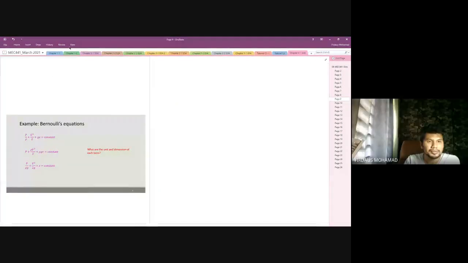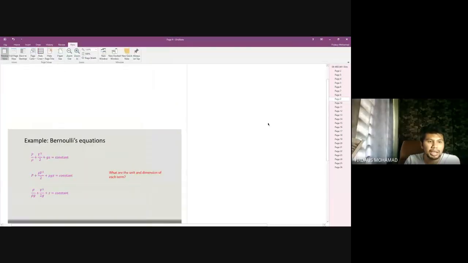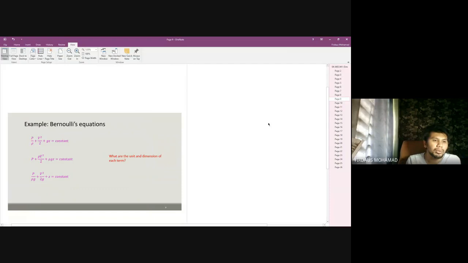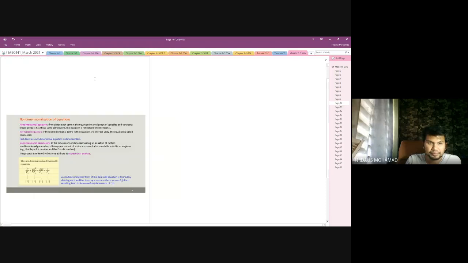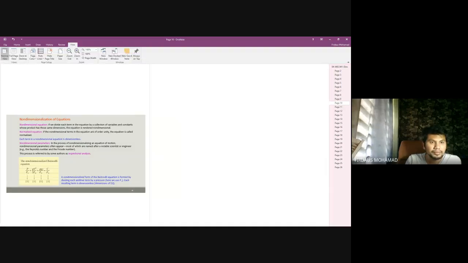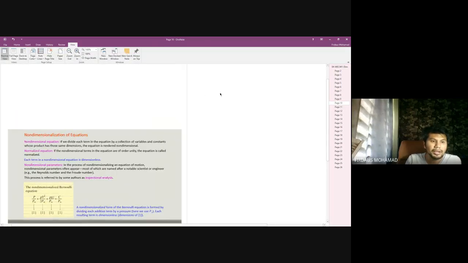Oh ni dah ada. So saya tak perlu explain lah. So kalau P, rho V squared over 2, rho GZ ni dalam bentuk energy. P pressure, unit dia semua pressure, Newton per meter square. Yang P over rho G ni unit dia semua meter. So semua adalah homogeneous.